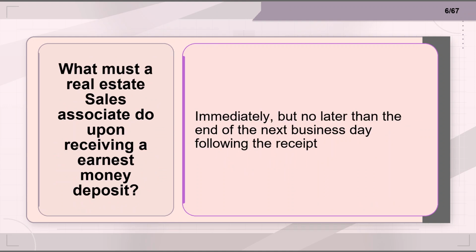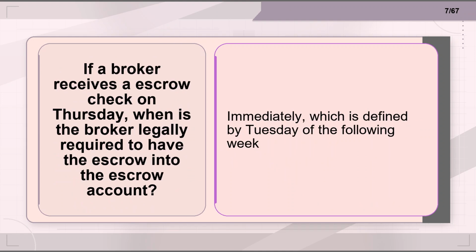Flashcard 6. Term. What must a real estate sales associate do upon receiving an earnest money deposit? Definition. Immediately, but no later than the end of the next business day following the receipt. Flashcard 7. Term. If a broker receives a escrow check on Thursday, when is the broker legally required to have the escrow into the escrow account? Definition. Immediately, which is defined by Tuesday of the following week.